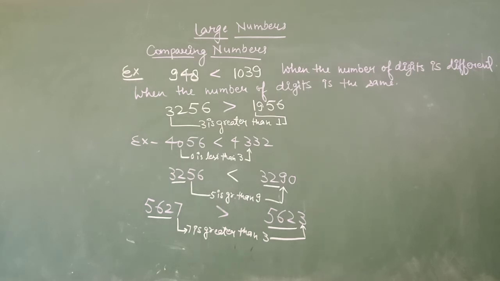In this topic, we have learned today expanded form, how we can write a number in expanded form. You know that when you write a number as the sum of the place values of its digits, the number is said to be in expanded form. And after that, you have learned comparing numbers, and how we can compare numbers when the number of digits is different and when the number of digits is the same.